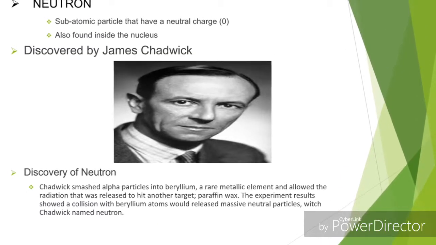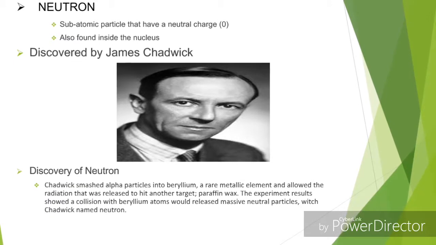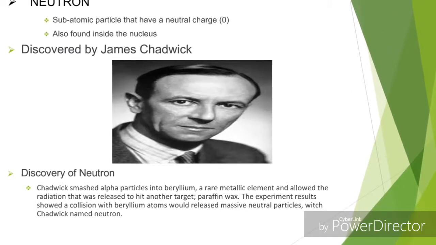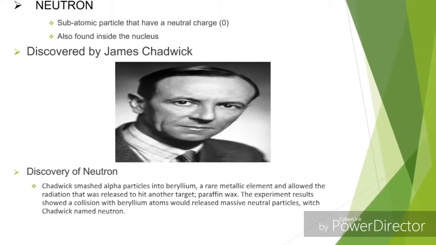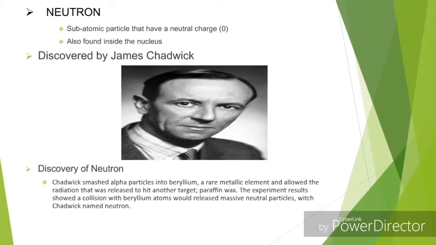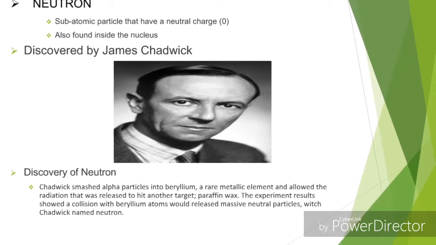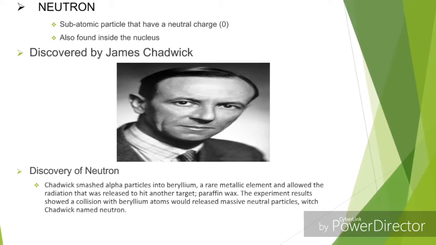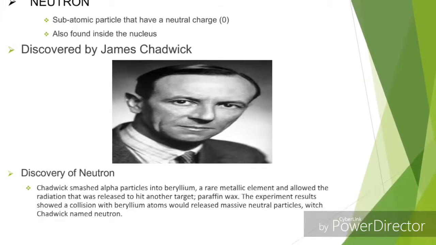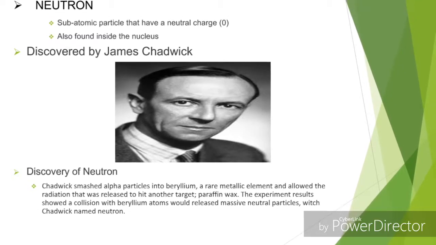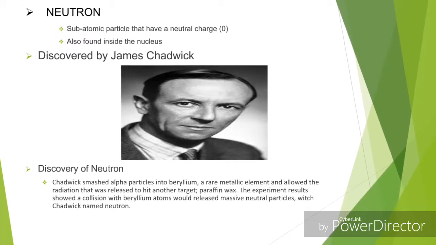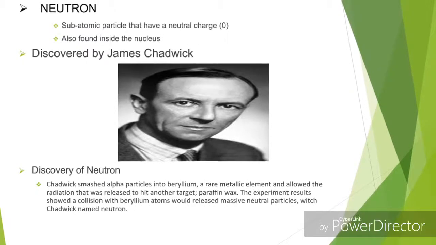Last is the neutron, the neutral charged particle found inside the nucleus, also discovered by James Chadwick, a British physicist. Chadwick smashed alpha particles into beryllium, a rare metallic element, and allowed the radiation that was released to hit another target, paraffin wax. The experiment results showed a conclusion that beryllium atoms would release a massive neutral particle, which Chadwick named neutron.